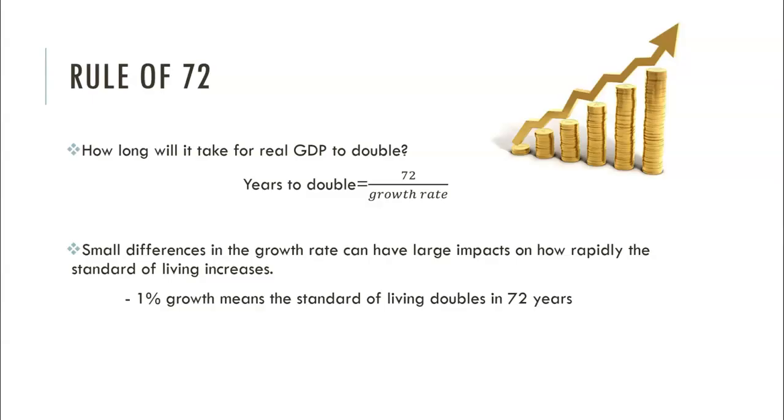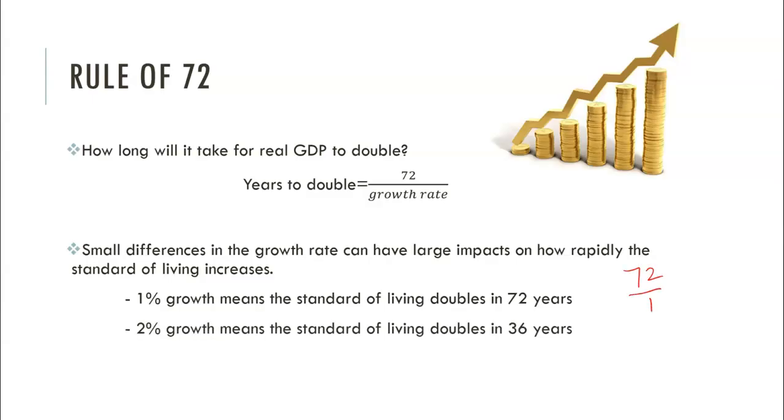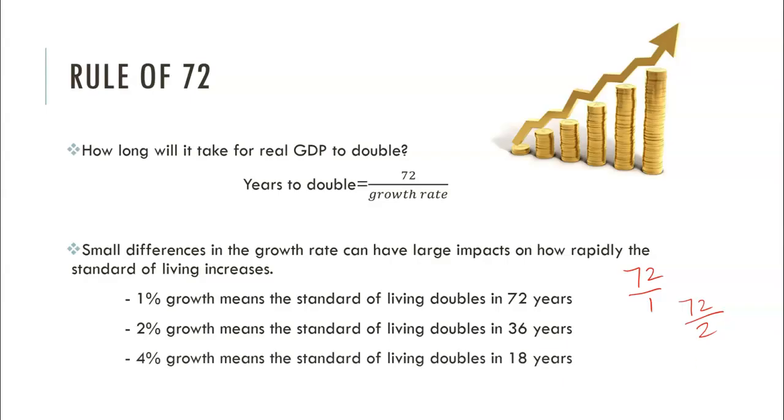If we have a 1% growth rate, that means that our real GDP is going to double after 72 years. So 72 divided by 1. 2% growth rate, now our real GDP or standard of living is going to double after only 36 years. So 72 divided by 2. Growth rate of 4%, 72 divided by 4, means that GDP is going to double in only 18 years. And so this makes a really big difference over a person's lifetime.